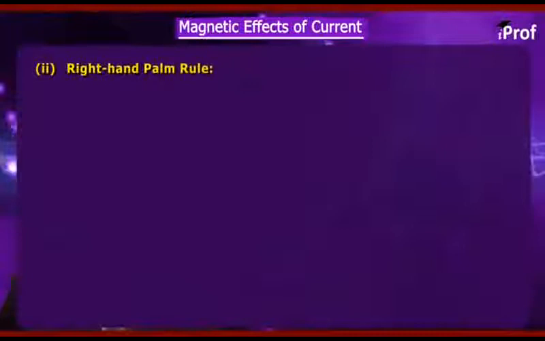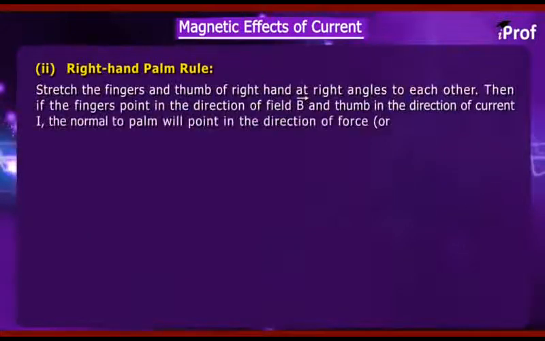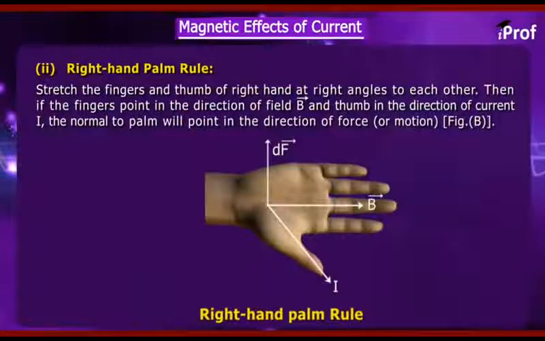Second, right hand palm rule states: the fingers and thumb of right hand are at right angles to each other. Then, if the fingers point in the direction of field B and thumb in the direction of current I, the normal to the palm will point in the direction of force or motion.